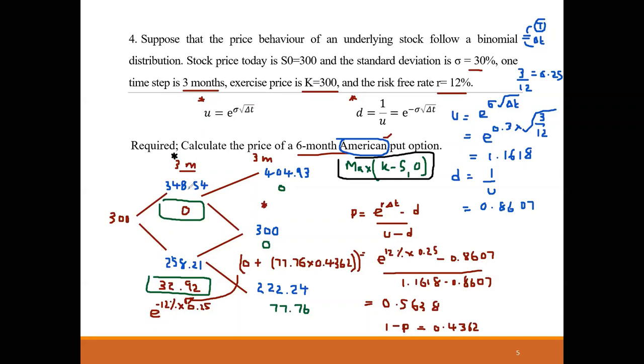Here the value of K, the strike price, is 300. 300 minus this value will give you a negative value. So that means the option will not be exercised. The payoff will be 0. But if you exercise at this point, the strike price is 300 and the stock price is 258.21. So there is a positive payoff here. You can calculate and see, 300 minus 258.21.